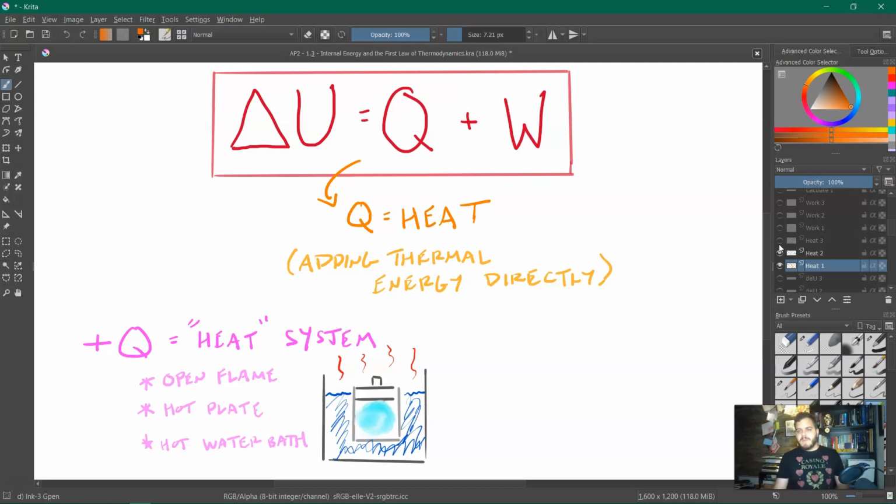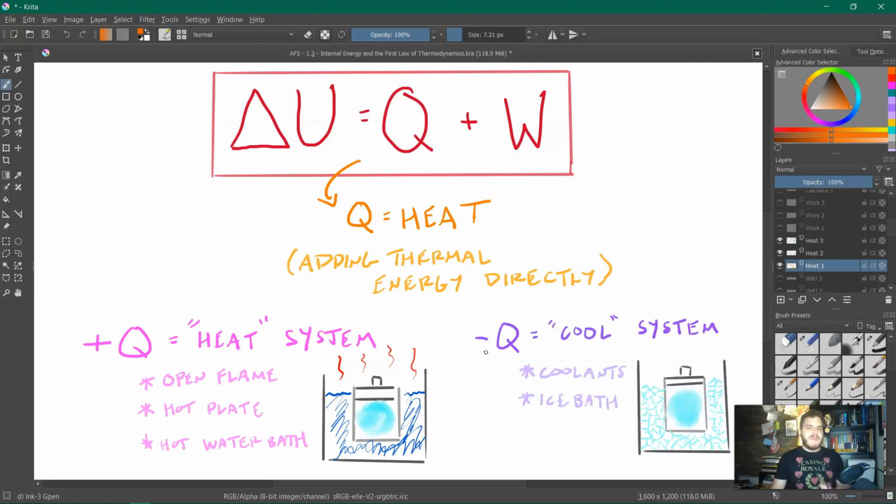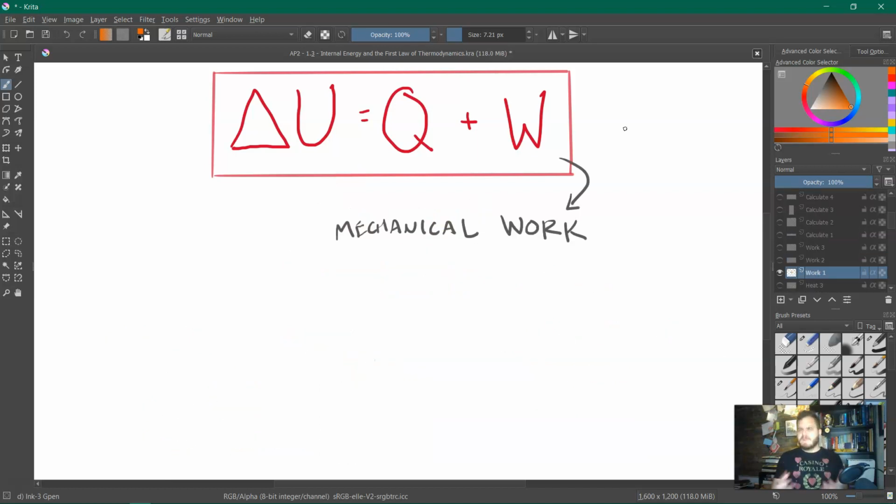The other way we can change Q is with a minus Q. A minus Q is cooling the system, where we're basically just trying to cool the piston down. A couple ways we can do that is with coolants or other chemical refrigerants, or additionally, and more commonly and easily, we can just use an ice bath. Just stick the piston in some ice or in some ice water, and the temperature will go down because thermal energy will leave. Lastly, we have the W, which stands for mechanical work.